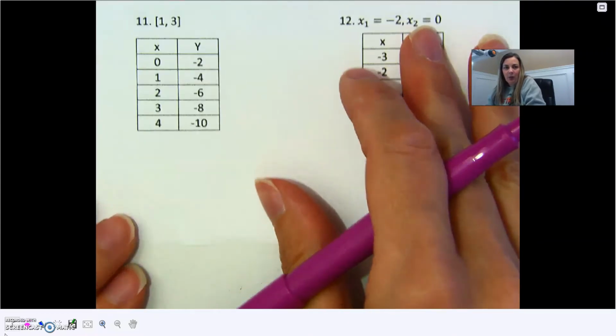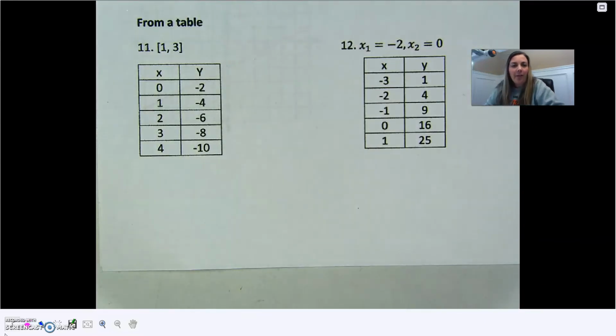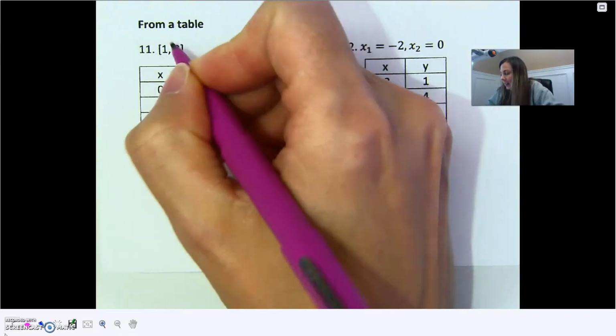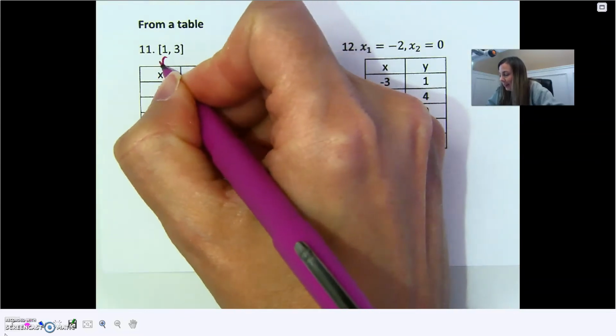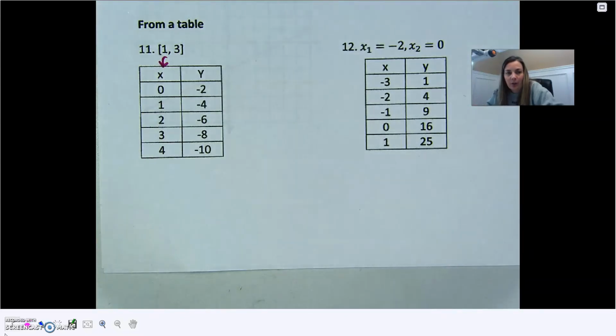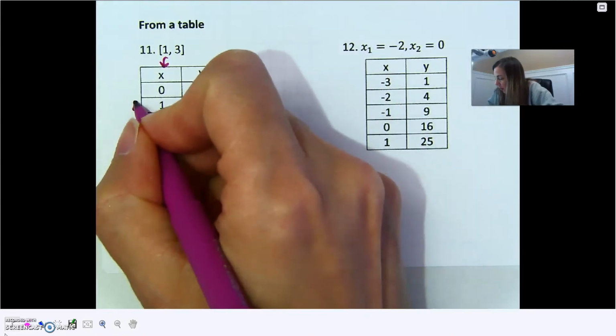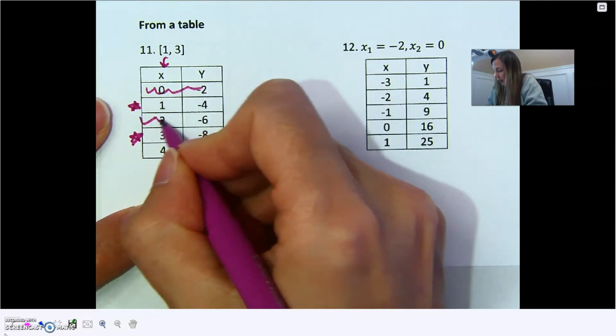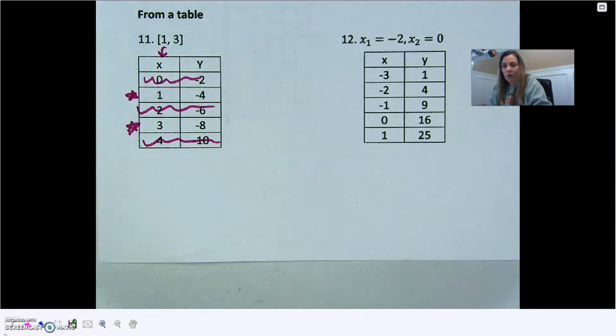Let's jump down to charts. All right, we want to do average rate of change from a table. So again, here's that bracket again. This is just telling you where to go on the x-axis, right? That's called interval notation. So we're going from 1 to 3. So I would scribble out any of the other ones so that you don't get distracted.